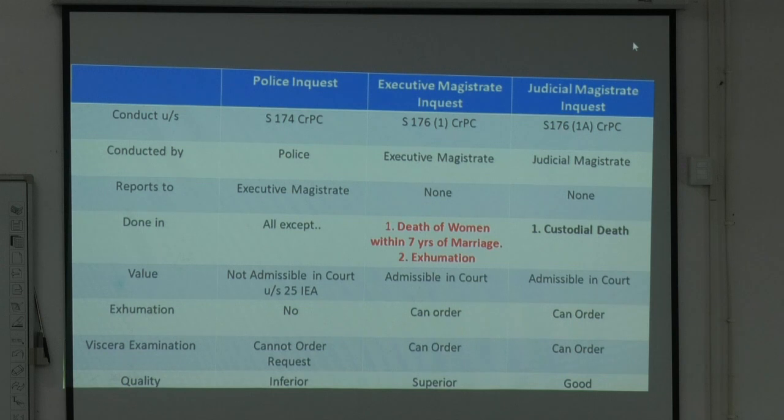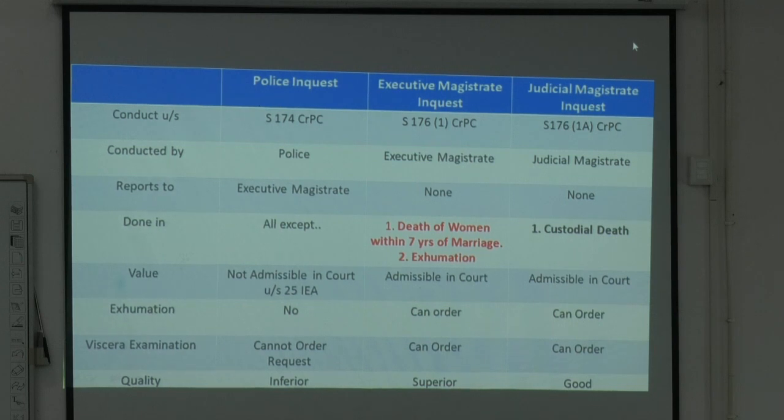Viscera examination. What is viscera? Body organs. During post-mortem, the body organs are sent for chemical examination. Can police order a doctor to send viscera? A police officer cannot order anything. Police can only request. If they order, you say no, they should request. But a magistrate can order. So don't cross your line.